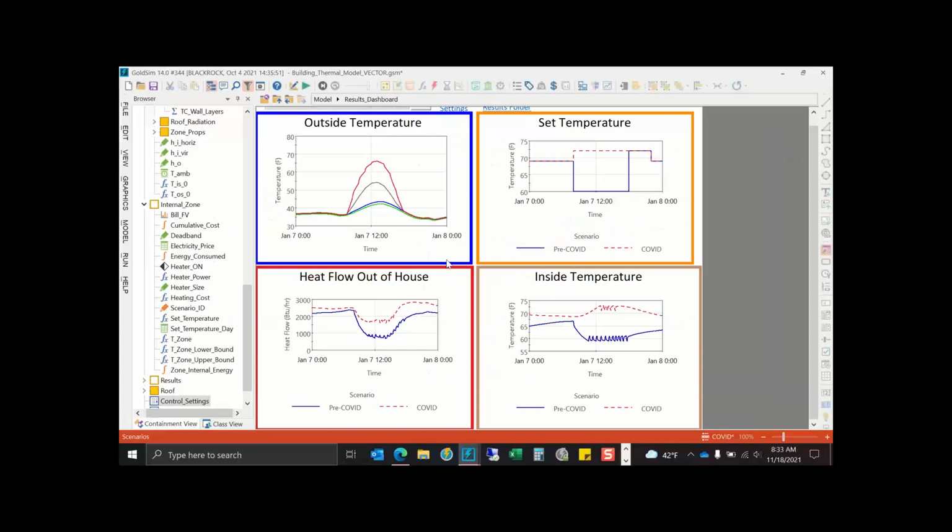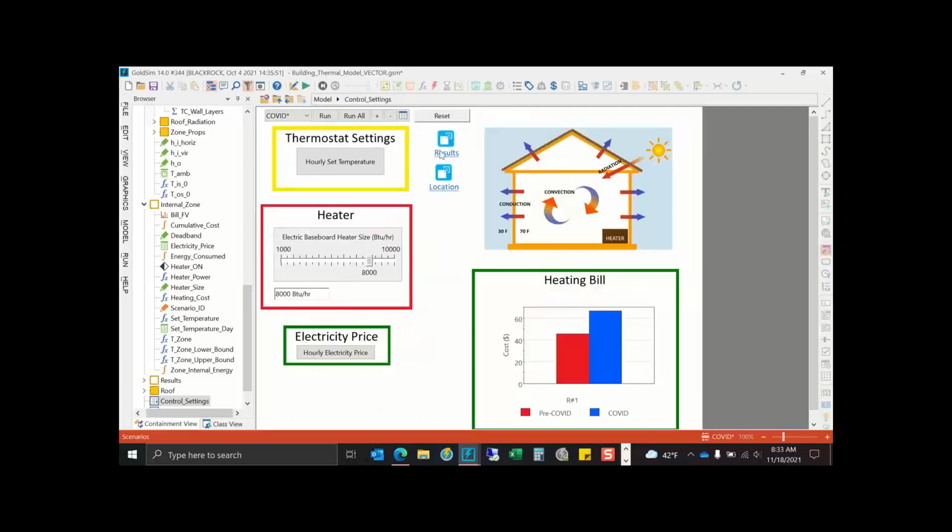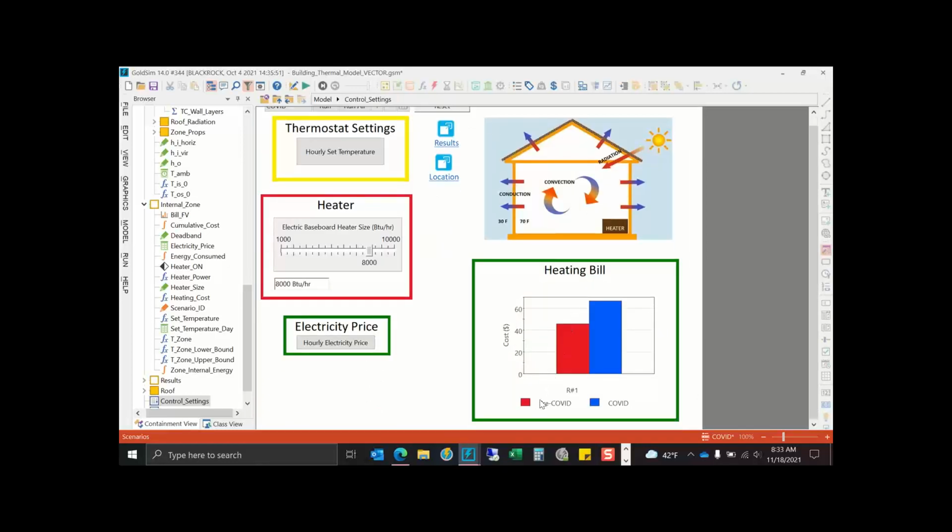Okay, so that's the heat flow out of the house, and then we can go to our monthly heating bill, and we can see that before COVID, our bill was $45, and during COVID, it's $66, which makes sense because we're at home where the set temperature is higher and we use more power.